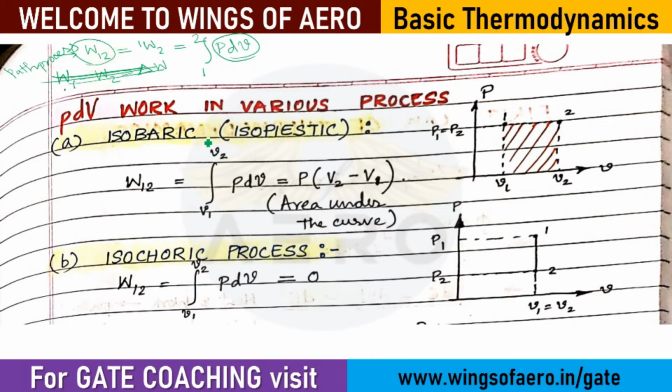What is an isobaric process? Another name for isobaric is the isopiestic process. You should know the different names that we use, because sometimes in the question they may not give you isobaric, instead they can give you the isopiestic process. So you should know the different names of a particular terminology. Now what is meant by isobaric? Where the pressure remains the same or constant.